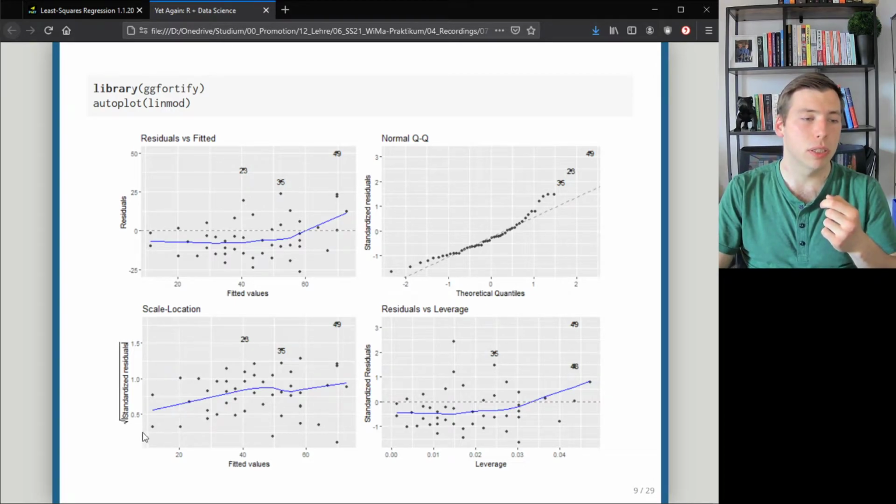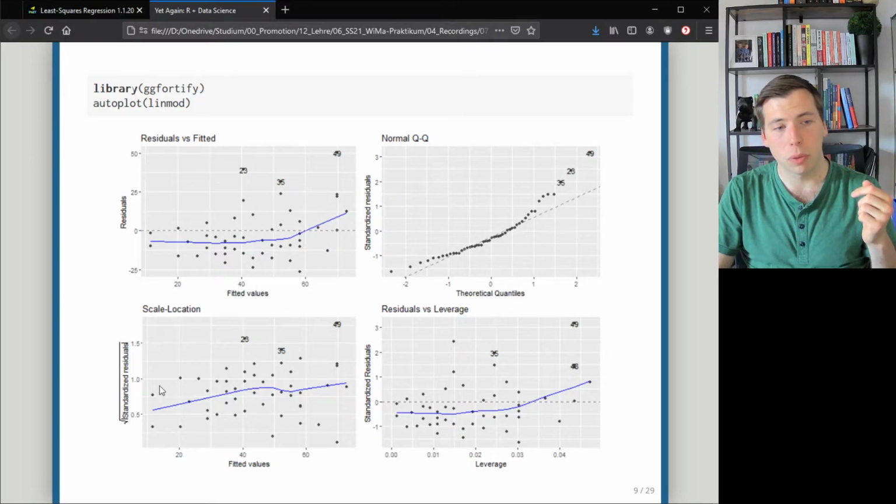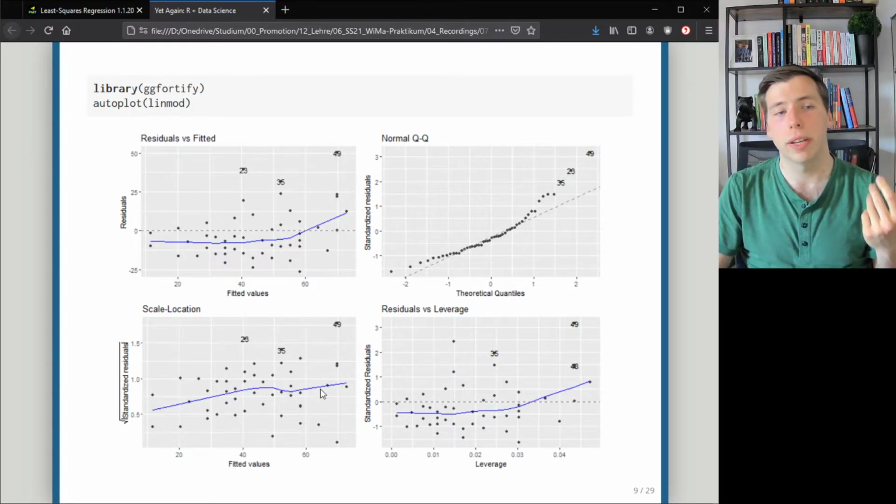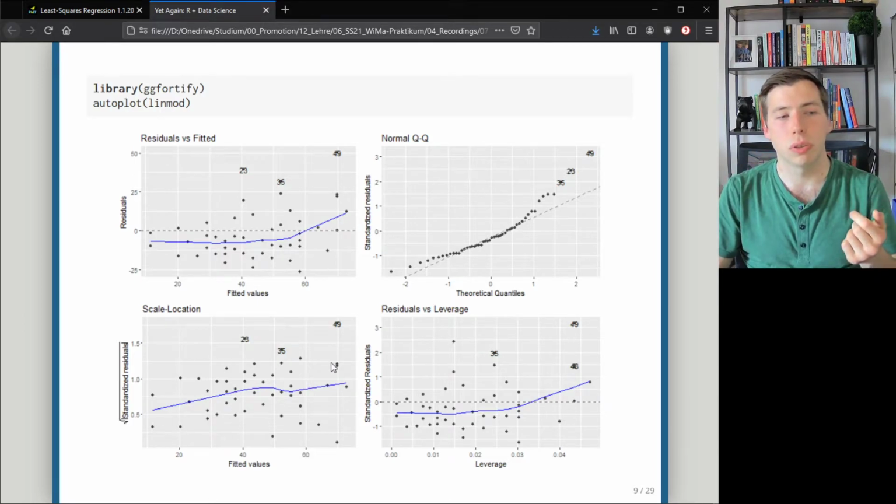Here again, it should be completely random, and the blue line should be more like a straight line. And here we see that the residuals sort of increase as the fitted value increases.